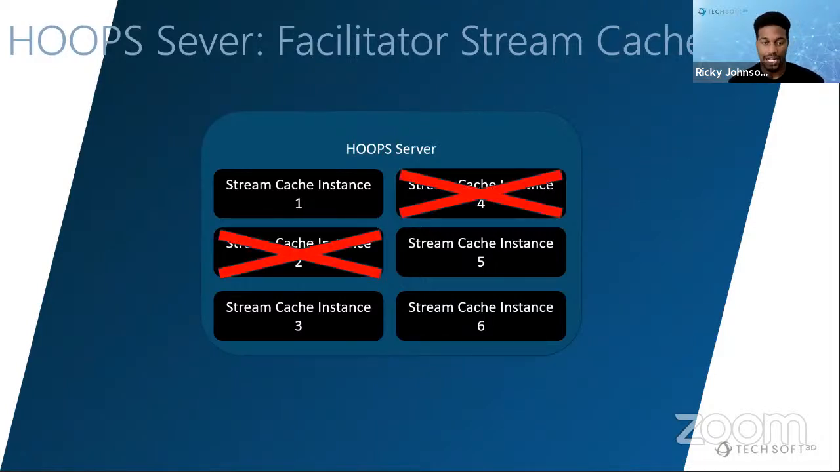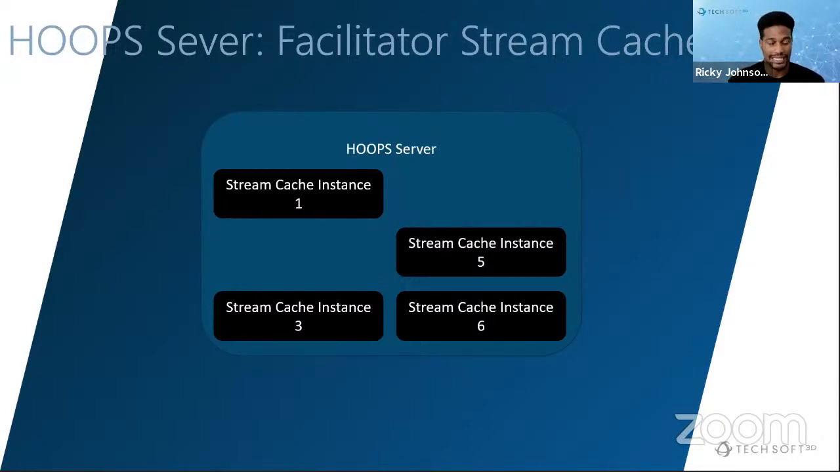Then you can actually close different models or close different tabs within your browser. And so your Hoops server might look something like this. So as you can see, our 2 Streamcast instances that we closed down were removed, and our Hoops server is still monitoring and maintaining the 4 Streamcast instances that we have left. Additionally, you can open up a different model, and then your Hoops server might look something like this with a brand new Streamcast instance that is dedicated to the new model that you opened.